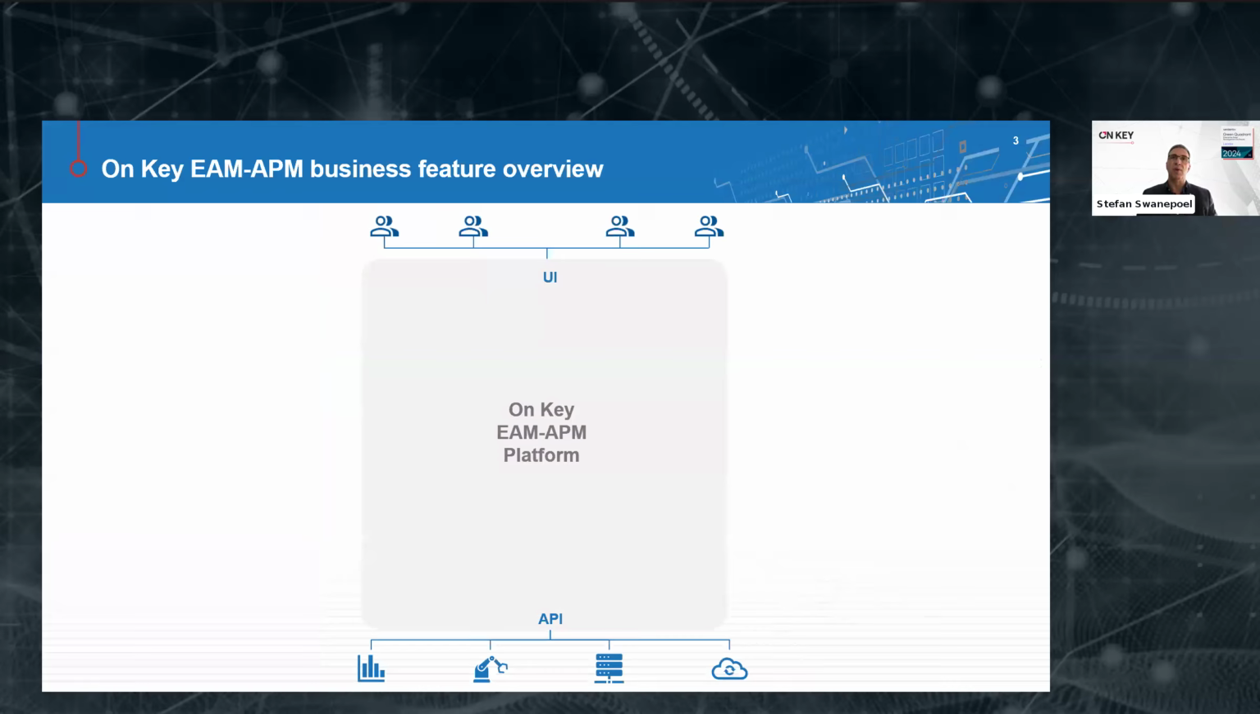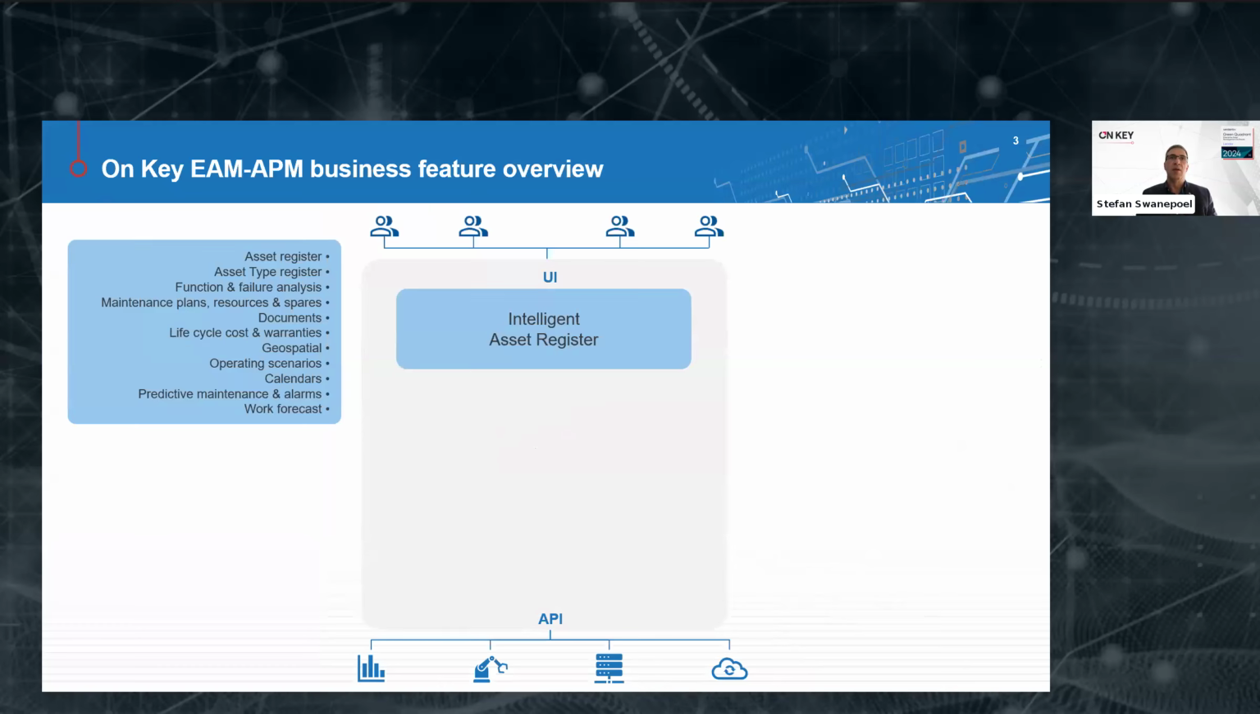If we look at the OnKey Enterprise Asset Management APM platform, the main components: firstly, there's a bunch of user interfaces for people to interact with the system, and also a programming interface, so everything that can be done through the user interfaces can also be done programmatically. Main components, the Intelligent Asset Register, that's everything to do with your asset information, the asset types, maintenance plans, information around the availability of the asset, conditions, tasks, setup, documents. You can see there's a long list of important information around the actual assets.